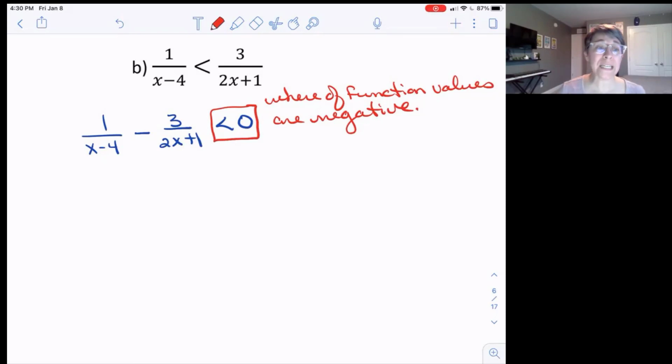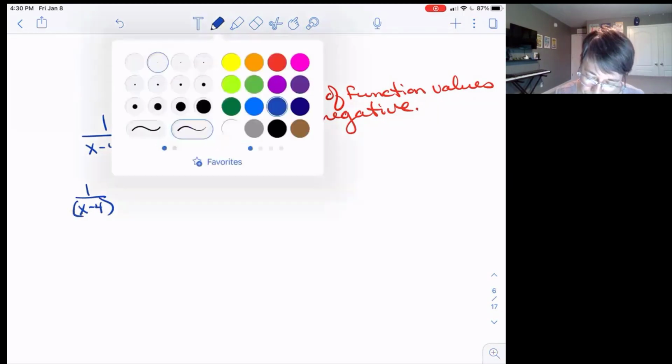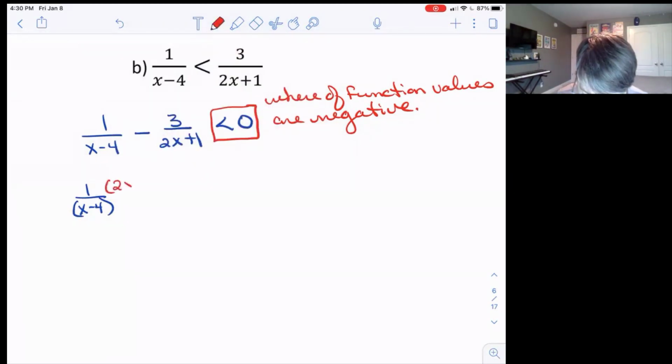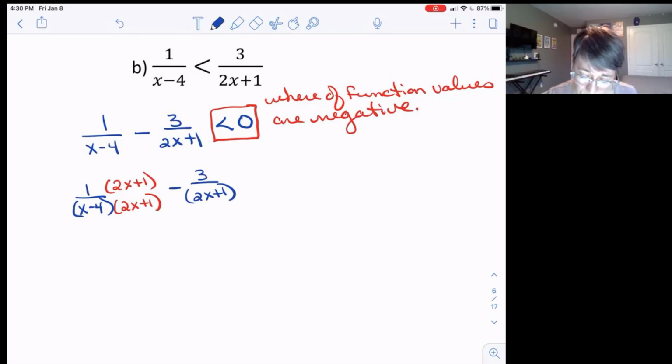That means we need to get common denominators. A little bit of scratch work here on the left. We have 1 over x minus 4. The other denominator is 2x plus 1. So we need to multiply the top and bottom of this first fraction by 2x plus 1, minus our second fraction of 3 over 2x plus 1. Well, now that 2x plus 1 is missing our other denominator, x minus 4. So we're going to multiply the top and bottom by x minus 4.